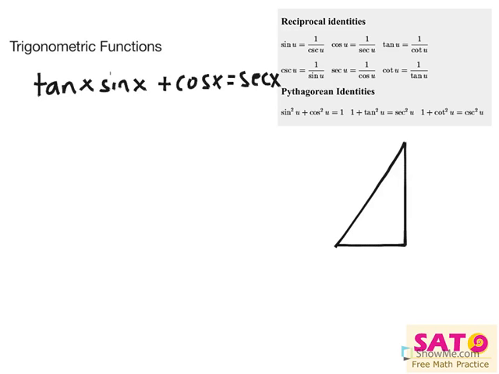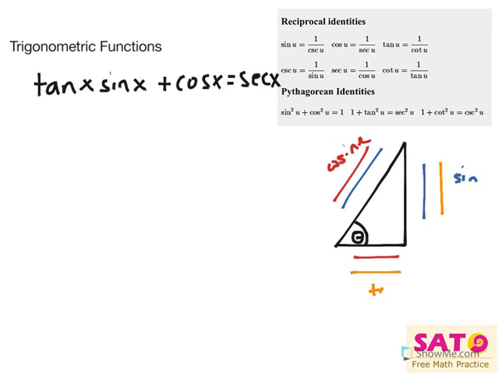And let's label sine, cosine, and tangent from this point. It's called theta. Sine is opposite over hypotenuse. That's sine. Cosine is adjacent over hypotenuse. And tangent is opposite over adjacent.